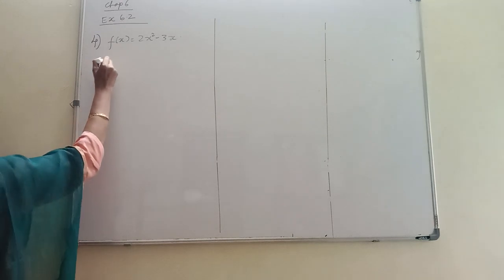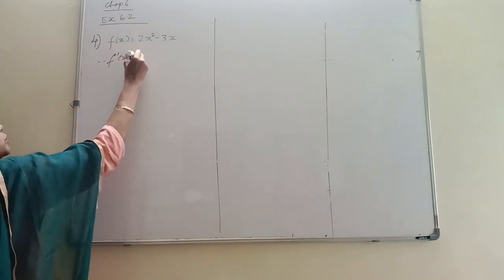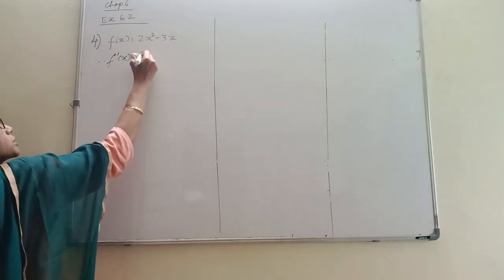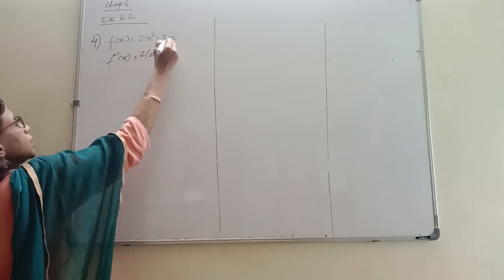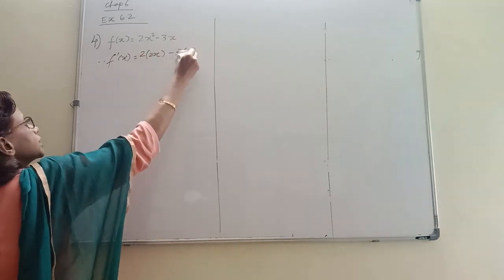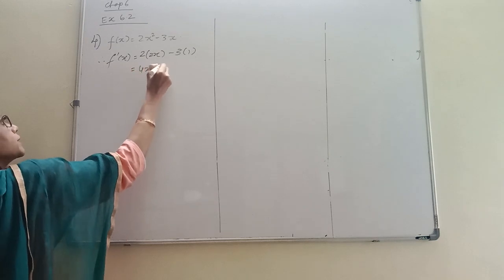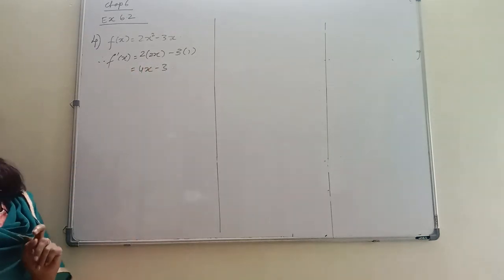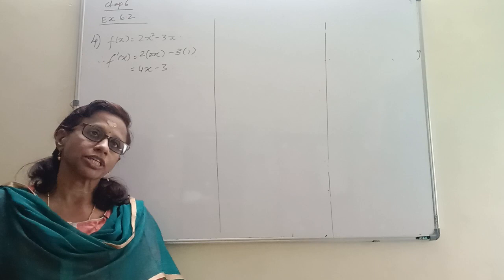F dash x: 2x squared, the derivative of x squared is 2x, so 2 times 2x. The derivative of 3x is 3 into 1. So f dash x is 4x minus 3. As I told you, since they have not told us anything about the intervals, we have to check the intervals also.